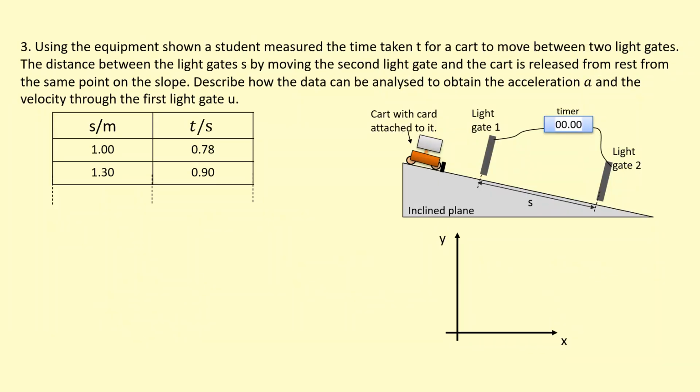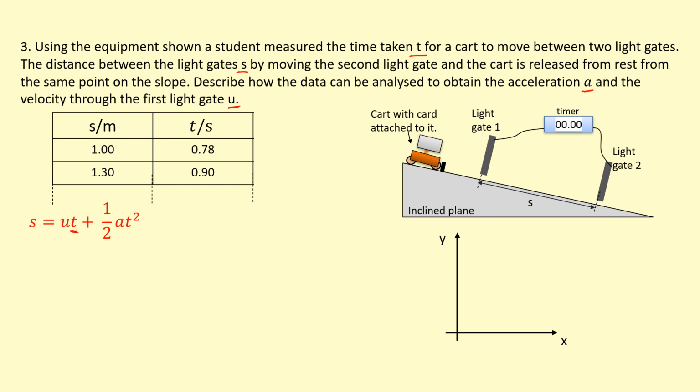Okay, in this practical, I'm measuring the time taken for a car to move between two light gates. I'm changing the distance between the two light gates, and I'm trying to determine the acceleration a here, and also the initial speed the car had passing the first light gate. So the equation that links them is s equals ut plus half at squared. Now normally u is 0, but in this case it isn't, which makes it a lot harder to deal with, because it's being multiplied by t here as well.